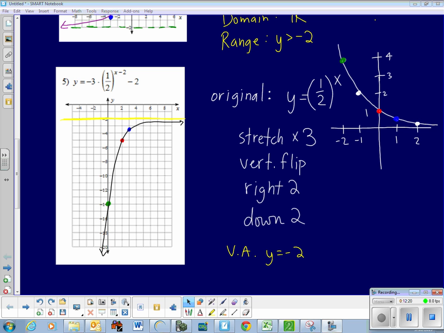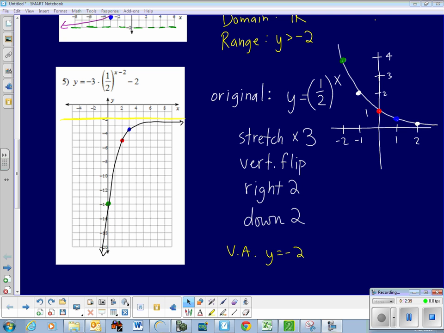A vertical flip, that -3 at the front does both of those things. It stretches it ×3 and it flips it vertically, and then a right 2 and a down 2. So it's kind of tough to take that full line and apply those to it without doing it point by point. So I want you to really think about this a point at a time.